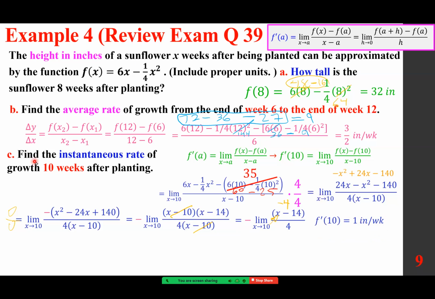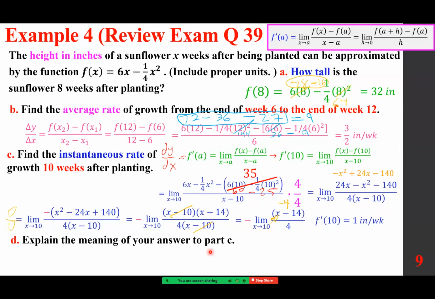Just as delta y over delta x, the same thing here, because this is dy dx. The change in y over change in x on the average, the change in y over change in x instantaneous, 1 inch per week. So they have the same units. Now, notice this, everybody. This is algebra. This is algebra. This is algebra. This is algebra. It's really at the end that we apply the limit, and that becomes the calculus.